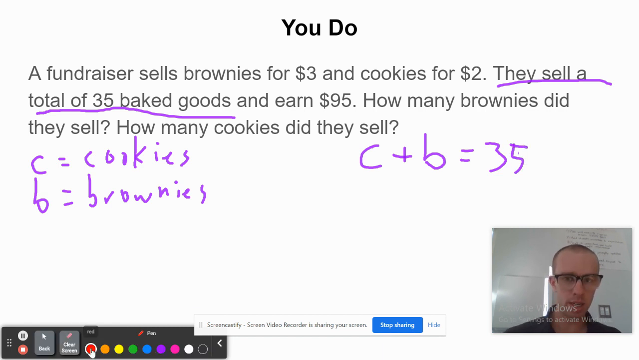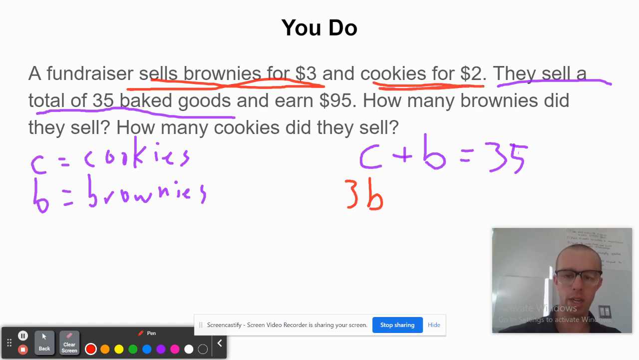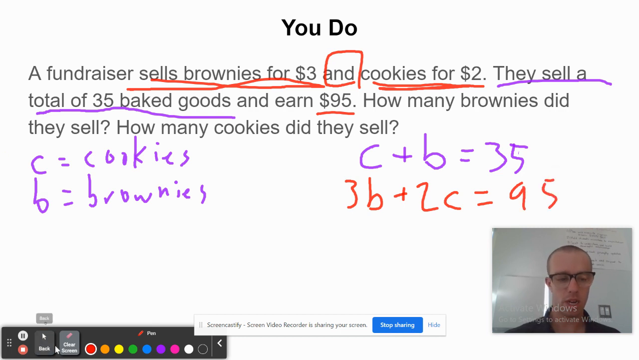All right, and then I'm going to make an equation from my other information. The brownies, it's $3 per brownie. So I can say that as 3B. And $2 per cookie. And that represents plus. So that's where the plus comes from. $2 per cookie equals, well, they earn $95.